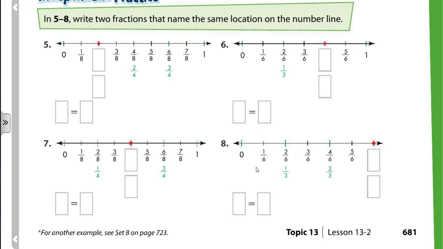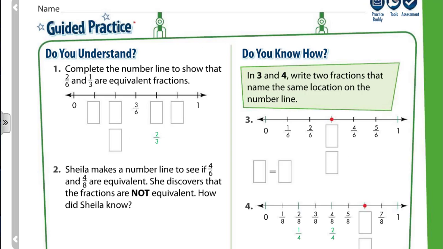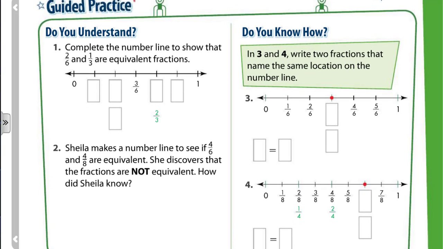As you can see, for each number line we have two spaces. We have the same point, and two fractions we need to write. And before we start, my heroes, I want to remind you about the main idea through these questions. Let's start with question number 1.